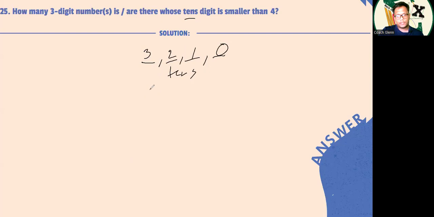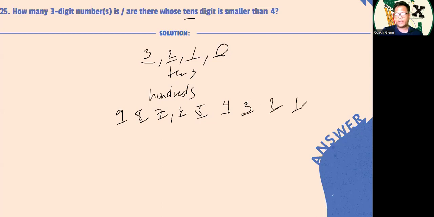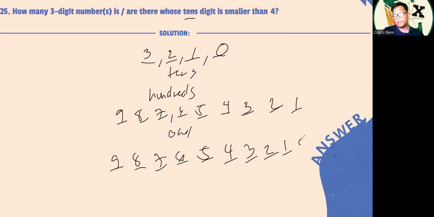Okay, for the hundreds digits, so our hundreds could be 9, 8, 7, 6, 5, 4, 3, 2, 1. Okay, we cannot have 0 because if our hundreds is 0, then that's not a 3-digit number. And then for the ones, we can have 9, 8, 7, 6, 5, 4, 3, 2, 1, and 0.